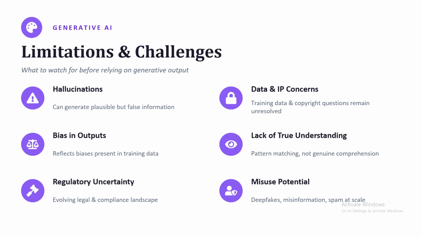Limitations: it produces some hallucinated content. It generates plausible but false information. Bias in the output: it reflects the bias in the training data. Regulatory uncertainty: evolving legal compliance. Data and IP concerns: training data and copyright questions remain unresolved. Lack of true understanding: pattern matching rather than genuine comprehension.